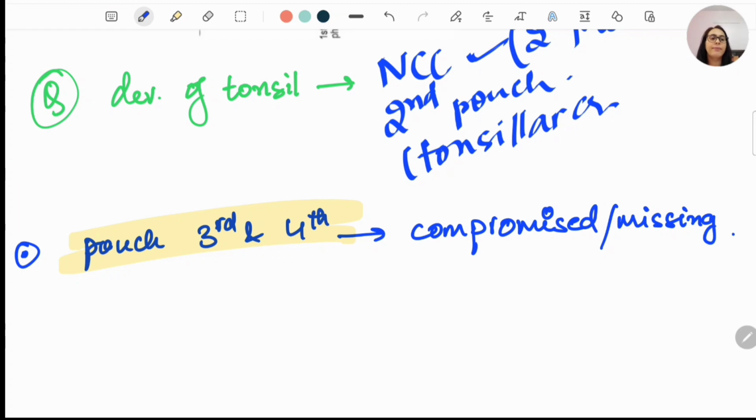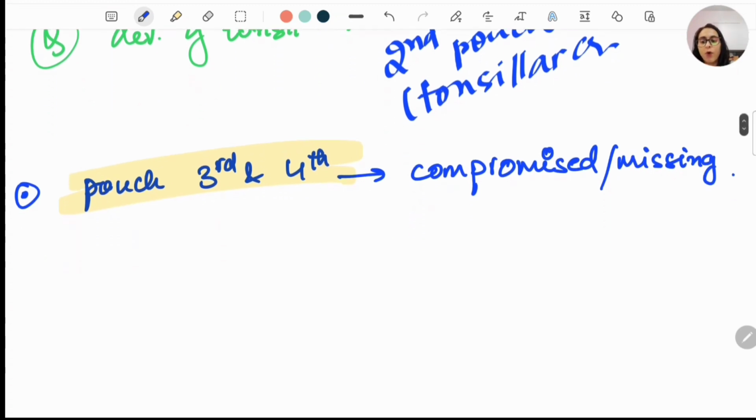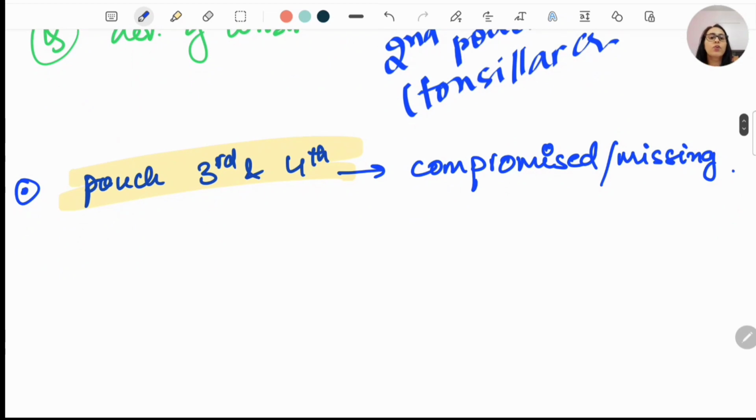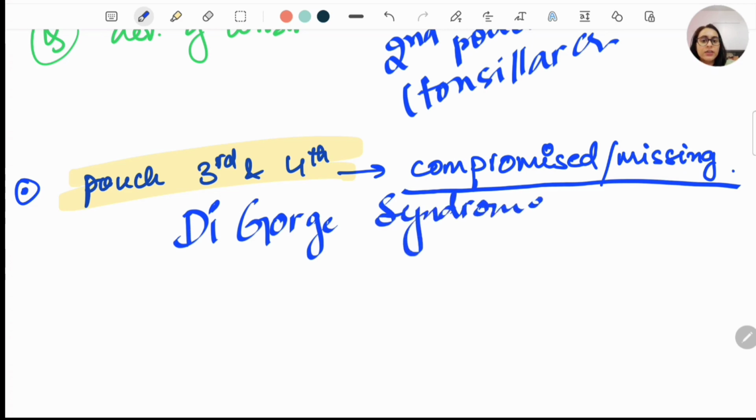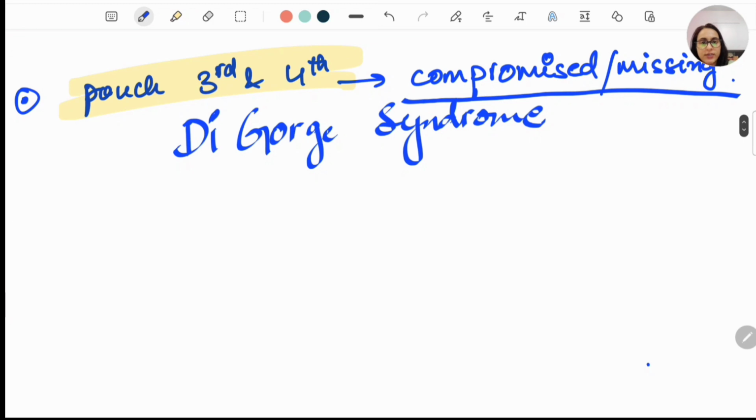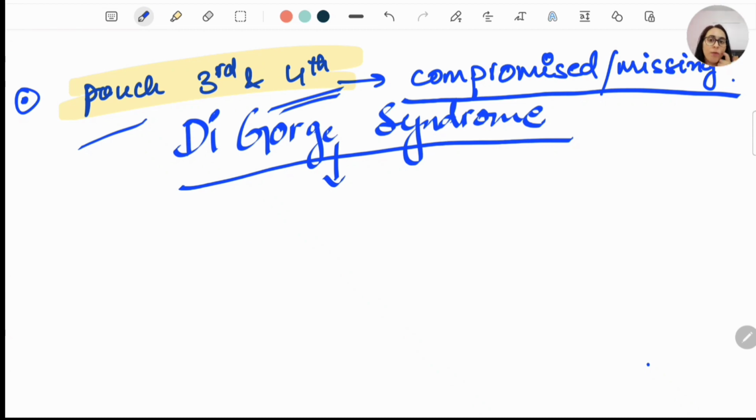So the endodermal epithelium of the tonsil is derived from the second pharyngeal pouch. If the third and fourth pharyngeal pouch get compromised or missing, this particular situation is seen in DiGeorge syndrome. So in children with DiGeorge syndrome, the third pharyngeal pouch and the fourth pharyngeal pouch are compromised.